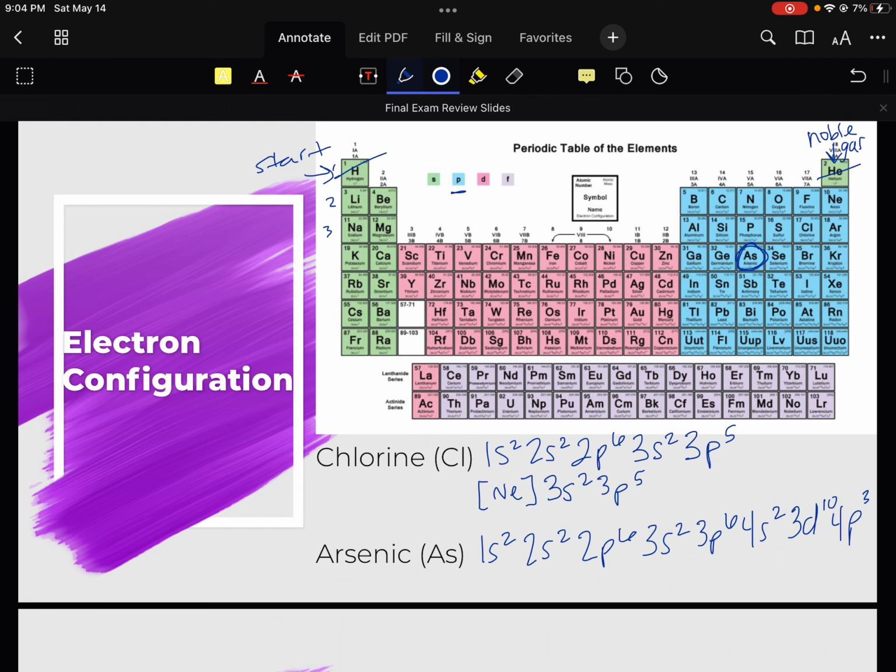So here's arsenic, and then remember I'm just going up and over. So here's my noble gas. So I'm going to put Ar in brackets. And then remember, this is just like we're starting here. So I just come down to the next row, 4, and then I keep going. 4s2, again, this is 3d, and there's 10 of these, 10, and then 4p3. Okay.